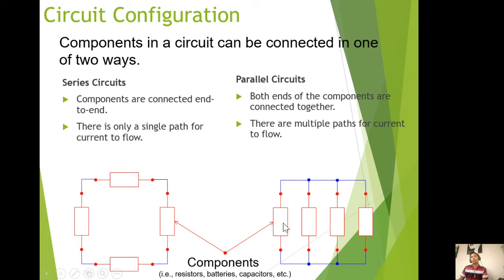These are components of the circuit. So what are the types of components? It might be a resistor, a battery, capacitors, diodes, inductors, and so on and so forth, for the types of components of the circuit.